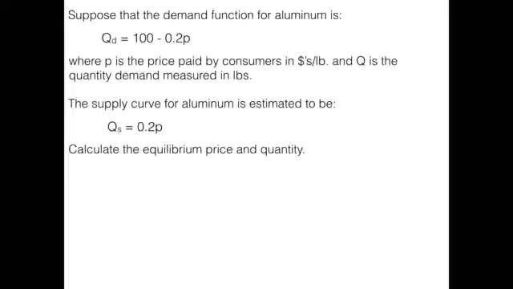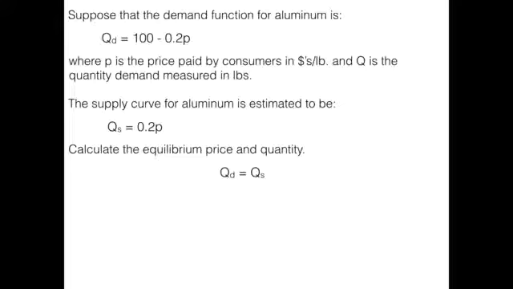So suppose that the demand function for aluminum is QD equals 100 minus 0.2p, where p is the price paid by consumers in dollars per pound, and Q is the quantity demanded measured in pounds. The supply curve for aluminum is estimated to be QS is equal to 0.2p. Calculate the equilibrium price and quantity.